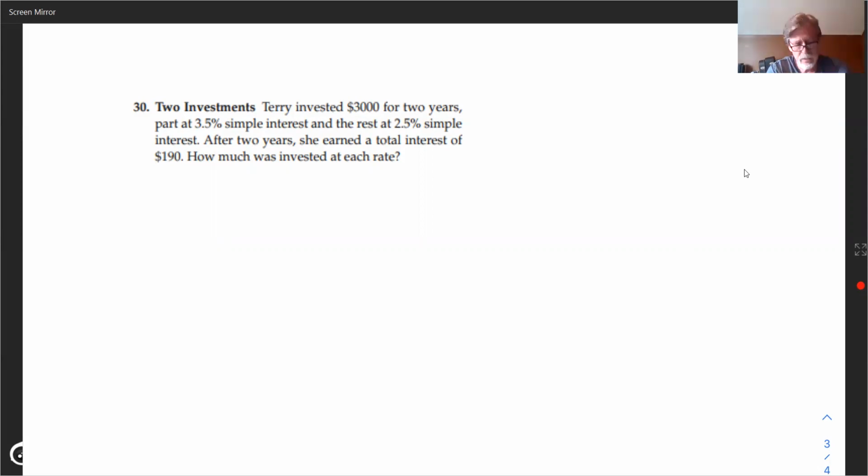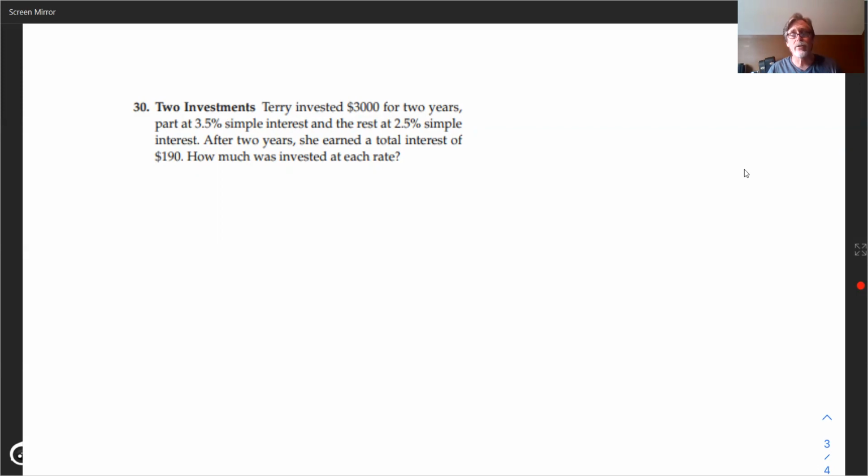It says, Terry invested $3,000 for 2 years, part at 3.5% simple interest and the rest at 2.5% simple interest. I feel like I did this in class. Oh, well, for posterity, we're doing this one. After 2 years, she earned a total interest of $190. How much was invested at each rate?